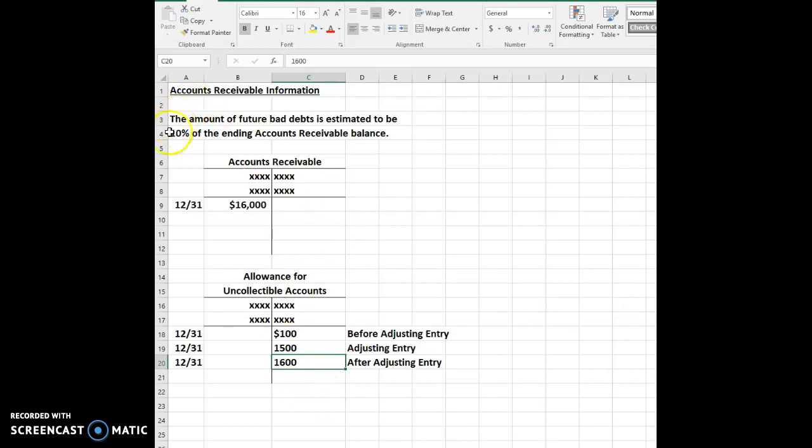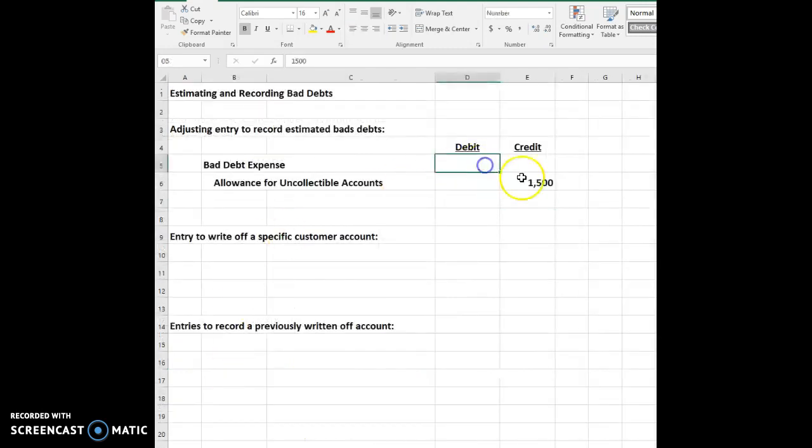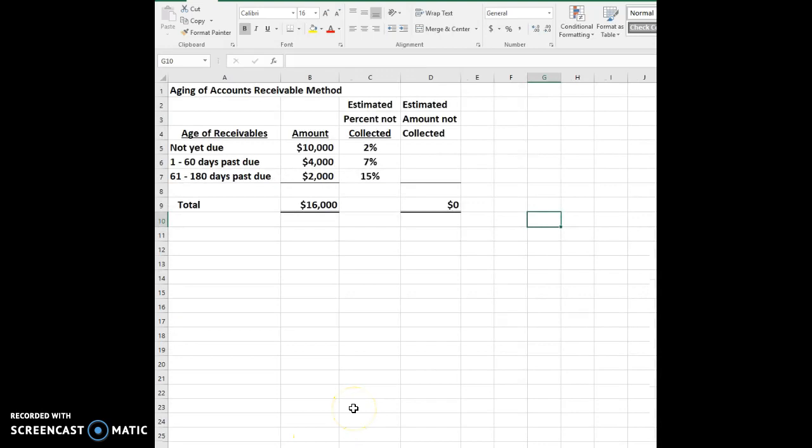Now this is one method, where you take just the 10% given to us times the ending accounts receivable balance. Now there's another method, and let me go back to the original numbers. Take these out. The other method is aging of the accounts receivable. And this will be a more accurate depiction of what we think we will not collect in the future.